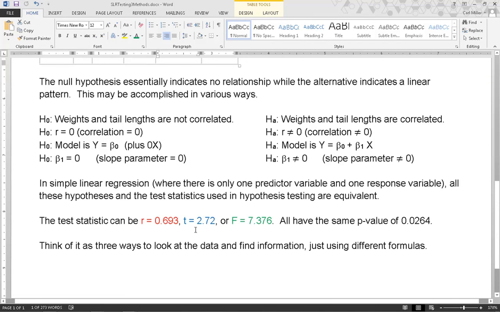So I just wanted to mention that, and also make sure that you're not confused on any of the homework if it's asking for the correlation coefficient instead of the t-score as the test statistic in the hypothesis test.